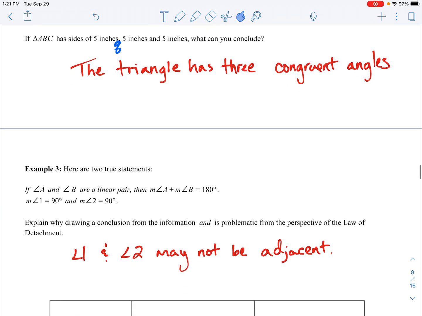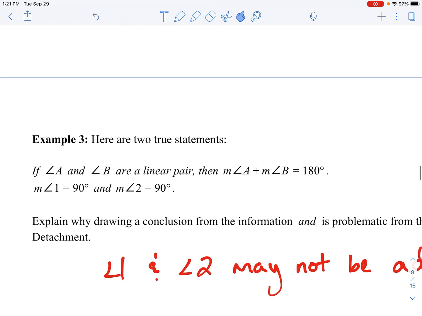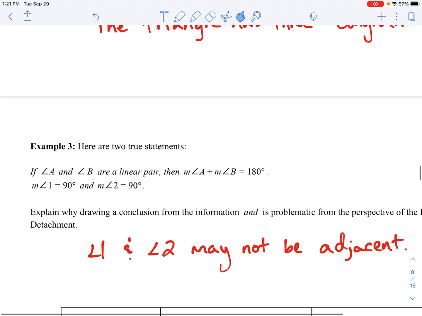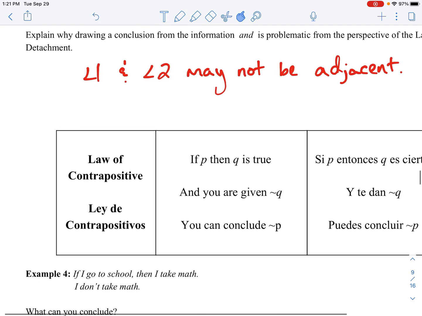All right. Here are two true statements. If angles A and B are a linear pair, then measure of angle A plus measure of angle B equals 180 degrees. Here it says that the measure of angle 1 equals 90 and the measure of angle 2 is 90 degrees. All right, well, we don't know if they're a linear pair because angle 1 and angle 2 may not be adjacent. So I don't know anything about that. So I can't conclude anything. I don't know they're a linear pair. I just know their measures. So we can't conclude anything in that case.